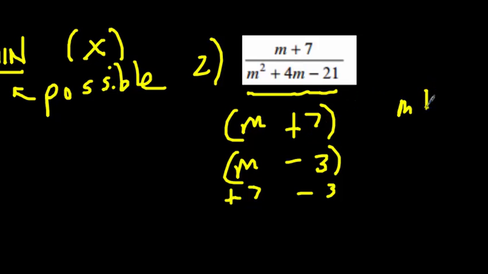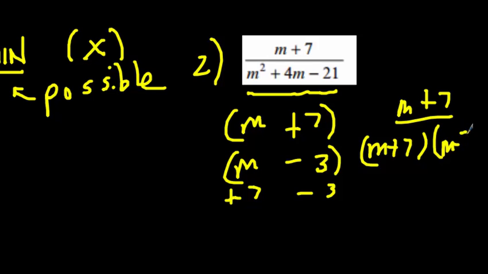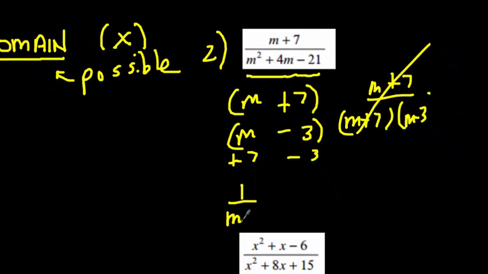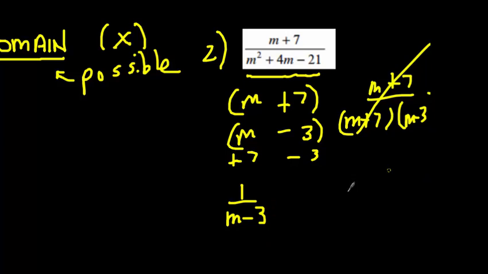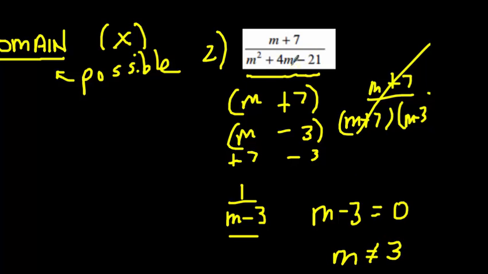So on the top, I have m plus 7. On the bottom, I have m plus 7 and m minus 3. And I can see now those will divide out. So my answer simplified is 1 over m minus 3. However, for restrictions, I don't just care about the simplified denominator. If I set m minus 3 equal to 0, we know m can't be equal to 3 in this case.